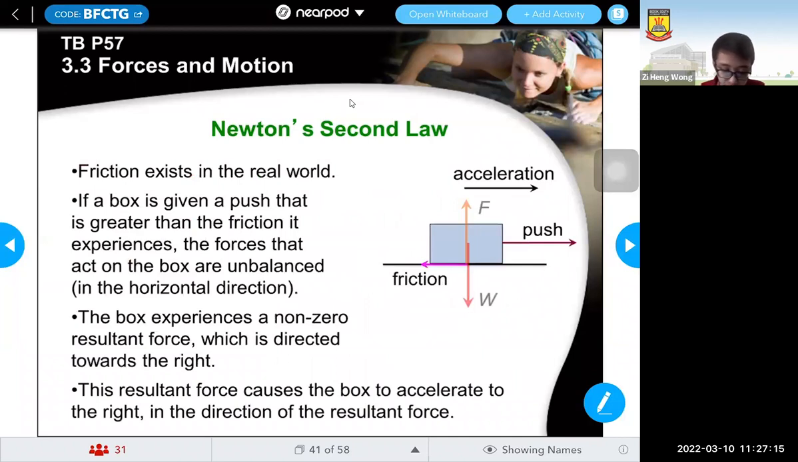But in the real case, there will be friction. So if a box is given a push that is greater than the friction, the forces on the box become unbalanced. If this push is larger than friction, it will move to the right, experience a non-zero resultant force, and there will be acceleration.